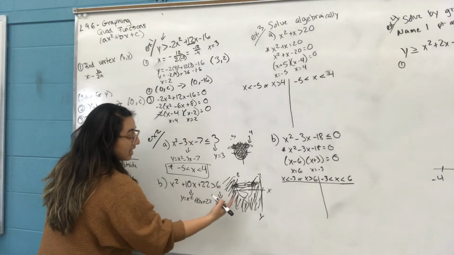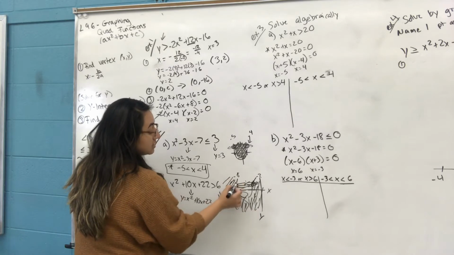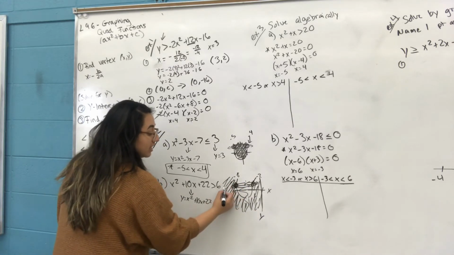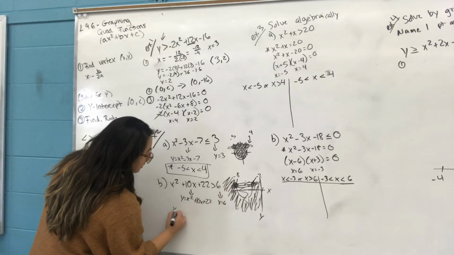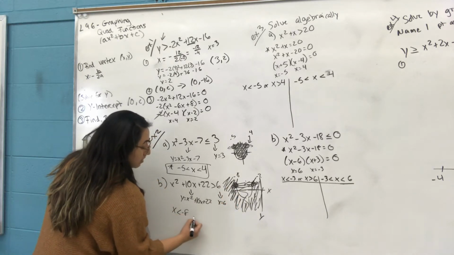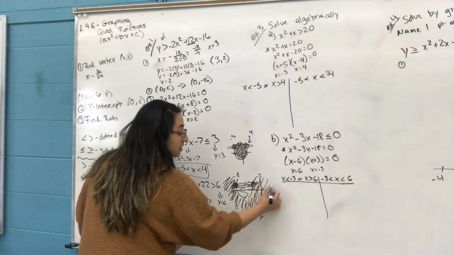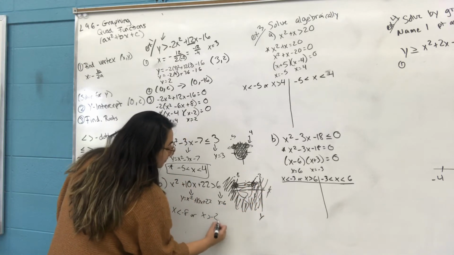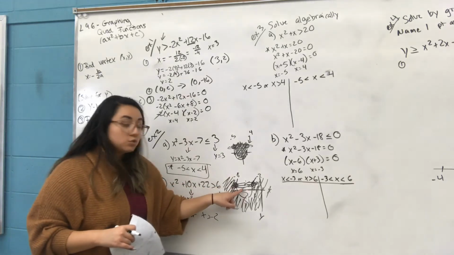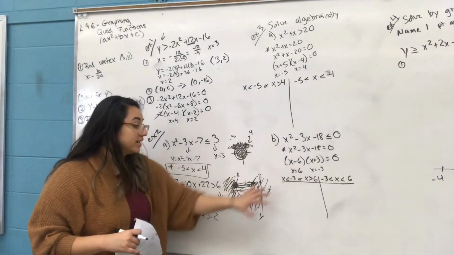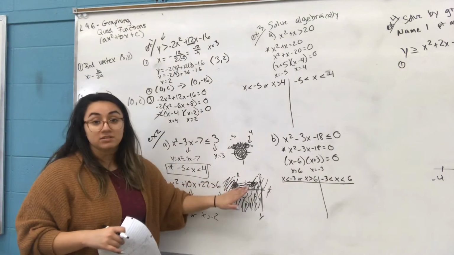So x could be -8 or anything less than -8, or x could be -2 or anything greater than -2. It can't be anything in between, because when we're shading, it's shading everything on the outside regions, the outside of the parabola, so that's why you have something that looks like that.